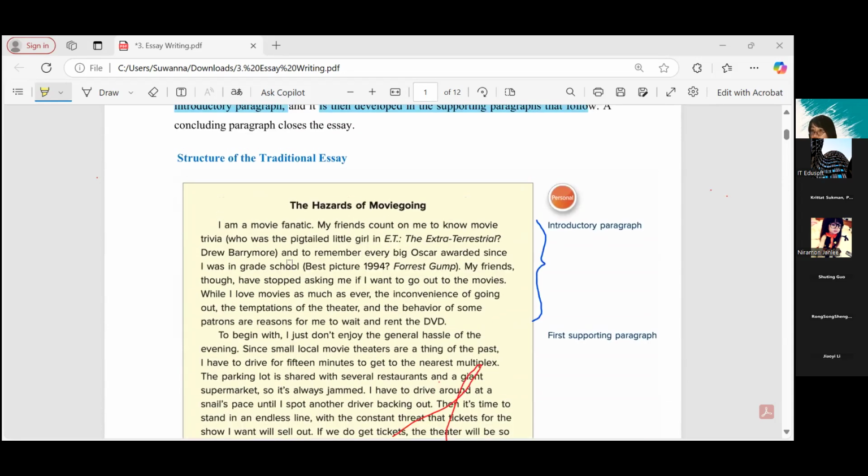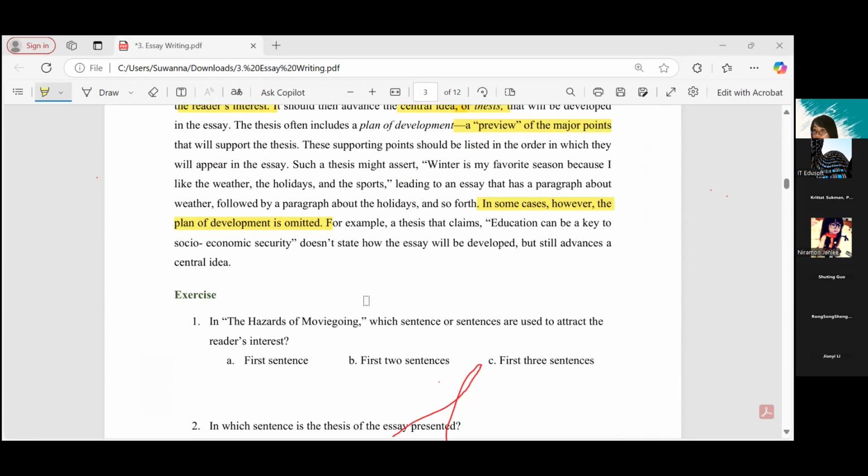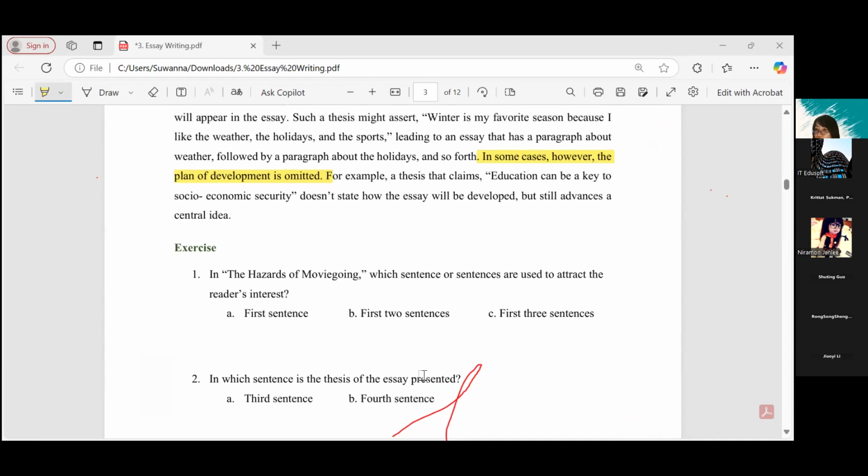Look, I am a movie fanatic. Fan, yeah, that's what the word fan derives from. I am a fanatic. My friends count on me to know movie trivia and to remember every big Oscar awarded since I was in grade school. My friends, though, have stopped asking me if I want to go out to the movies. While I love movies as much as ever... okay, guys. I think I have to disagree with those who answered A, okay?